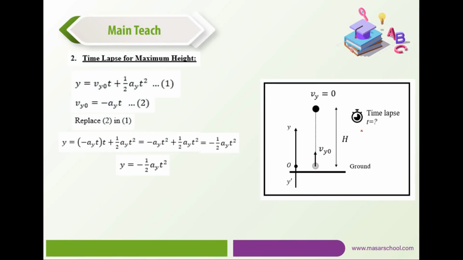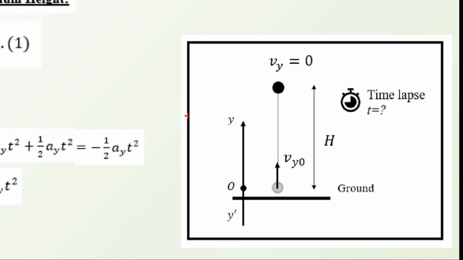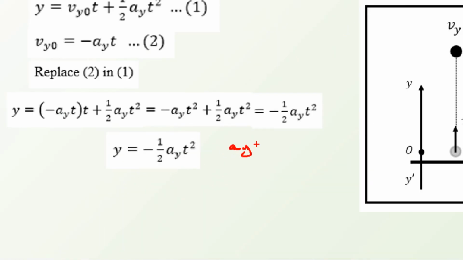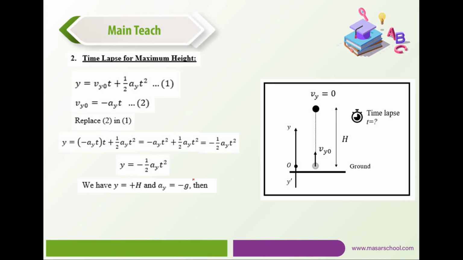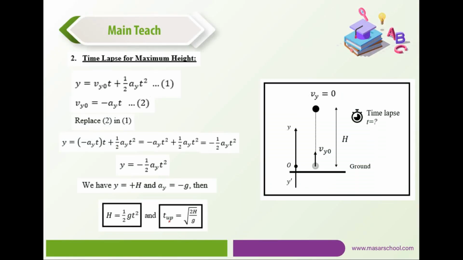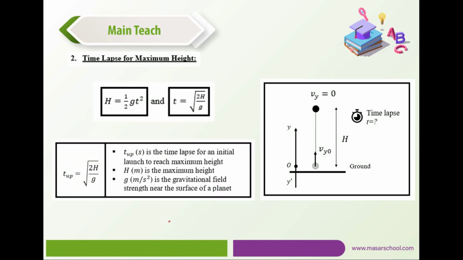And remember that because the y-axis is up and the gravity or the acceleration is down, then ay is given by minus g, and this is a matter of choice. So h would be given by half gt square, or in other words t would be given by radical 2h over g, which is the same expression that we have determined previously. So t up is the time lapse for an initial launch to reach maximum height, h would be the maximum height, and g is g.